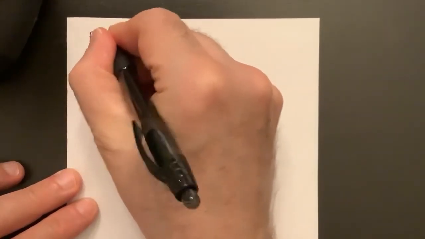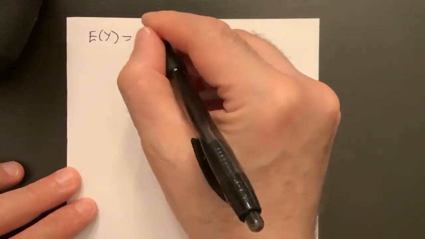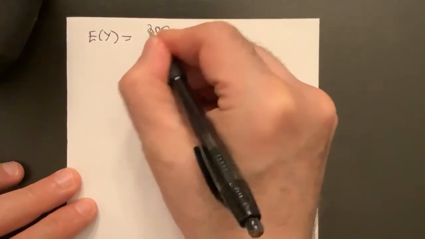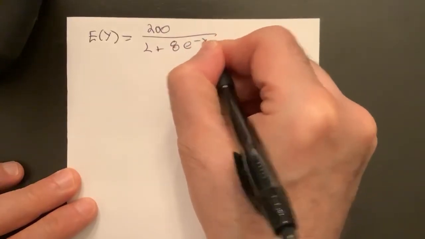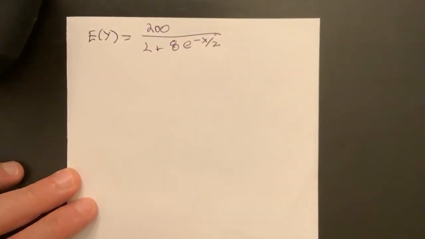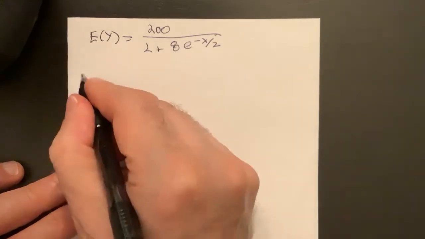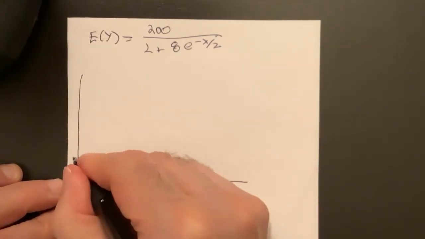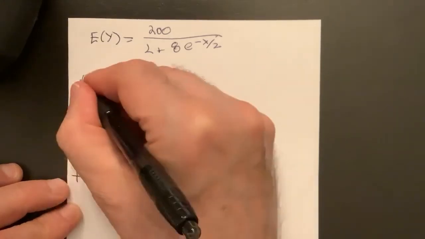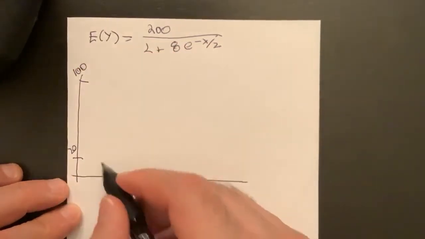Suppose we had E(Y), just the regression function. I'm writing it without the subscript. 200 over 2 plus 8 e to the minus x over 2. Sorry, I'm so sloppy. I did it so it would also go from 20 to 100, but it does it a little differently.